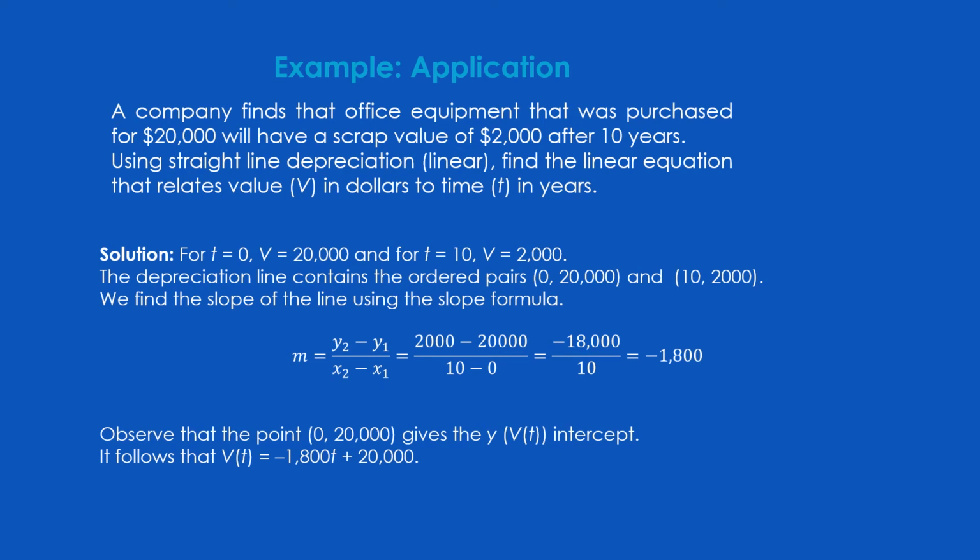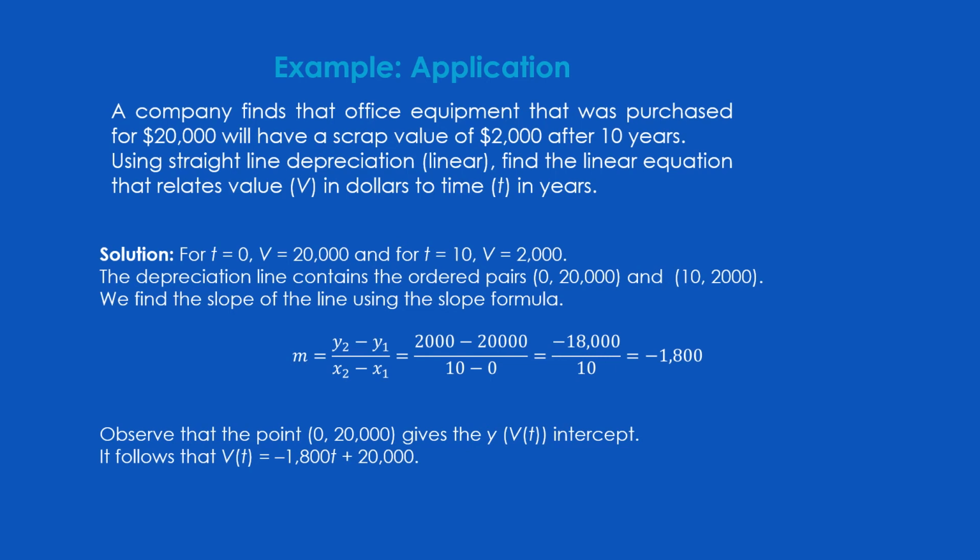Here the company was purchased for $20,000. The scrap value is $2,000 after 10 years. Using straight line depreciation, you are asked to find a linear equation. So when the time is 0, initially it is 20,000. After 10 years, the value is 2,000. So you have two pairs of points. One is (0, 20,000). The other one is (10, 2,000).